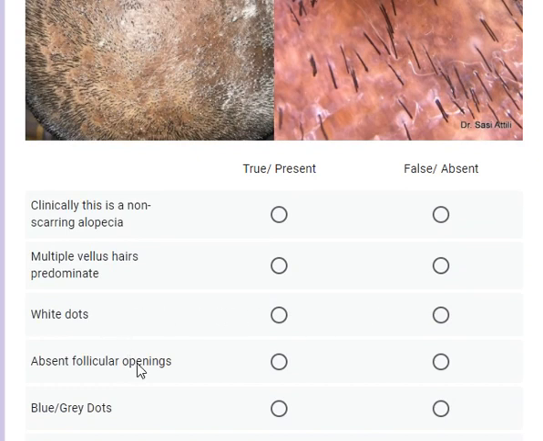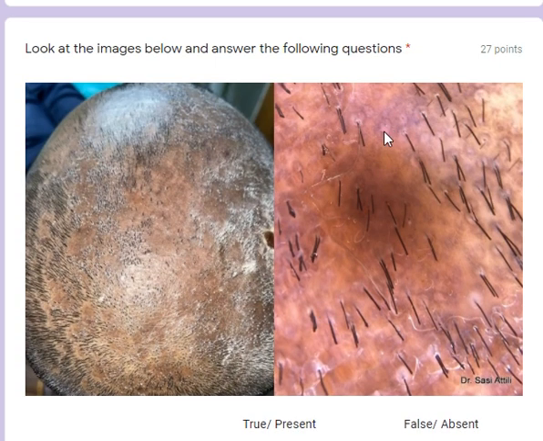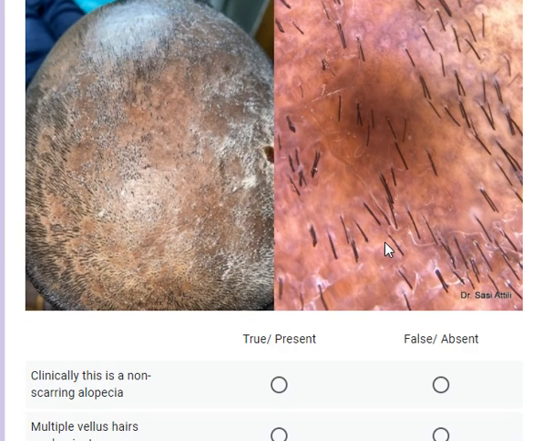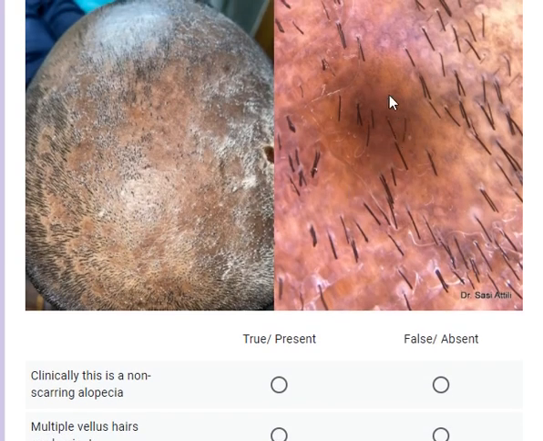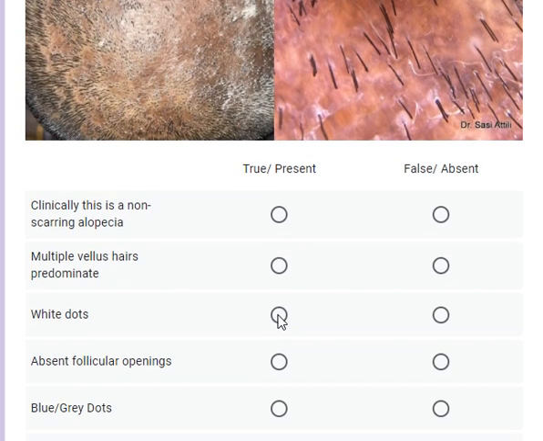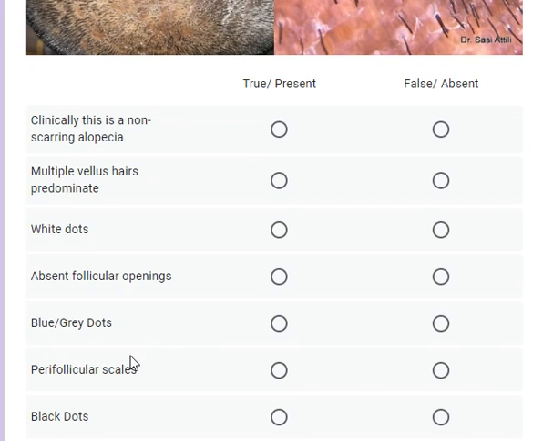White dots are definitely present. Absent follicular openings. As I said, these white dots refer to the absent follicular openings, but here you see completely scarred areas where there are no follicular openings. Blue-gray dots are present, so these are all blue-gray areas. You see blue-gray dots here, so these imply pigment incontinence.